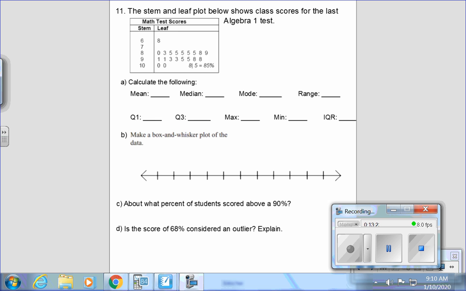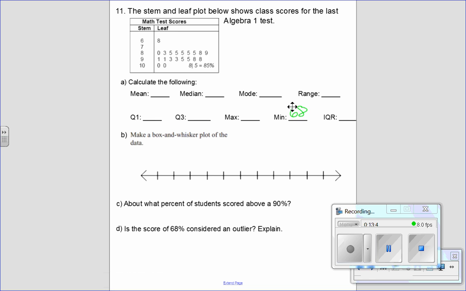All right, we have arrived at our last problem, but it's a doozy. There's a lot going on here. So, first things first, we got our data. I'm going to look at my key to figure out what I got going on. It looks like it's a bunch of test scores. What is the lowest test score you're seeing? 68. That's going to be your min. Go ahead and jot it down.